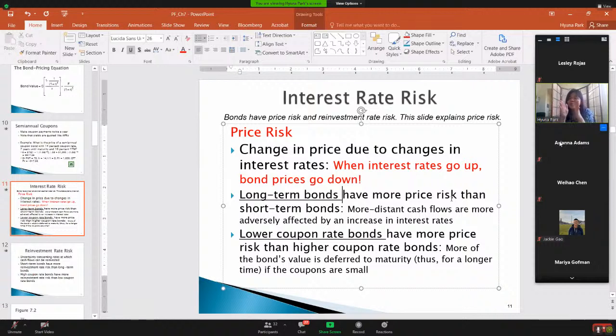Why? Lower coupon bonds mean, relatively speaking, more of the bond price is derived from the par value because the coupon is lower. The coupon is just tiny for lower coupon bonds. So more of the bond value is related to the par value, which has the largest, longest maturity.